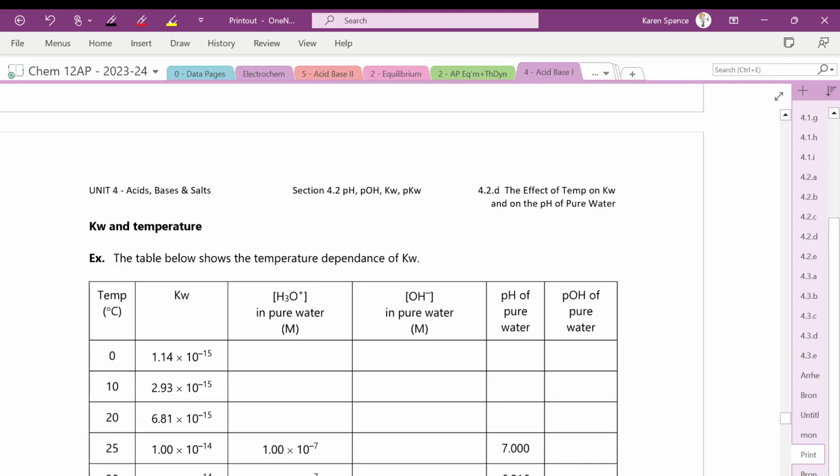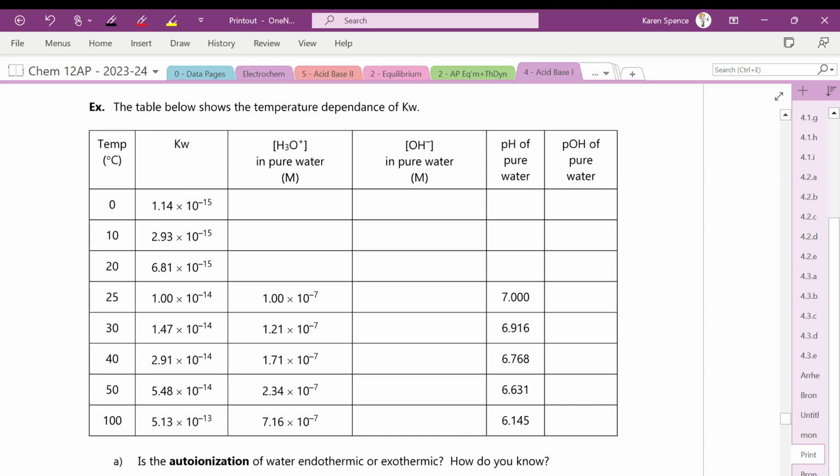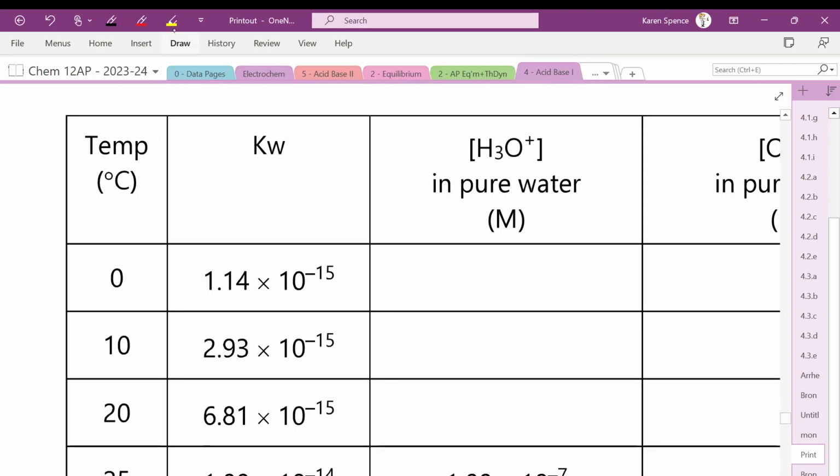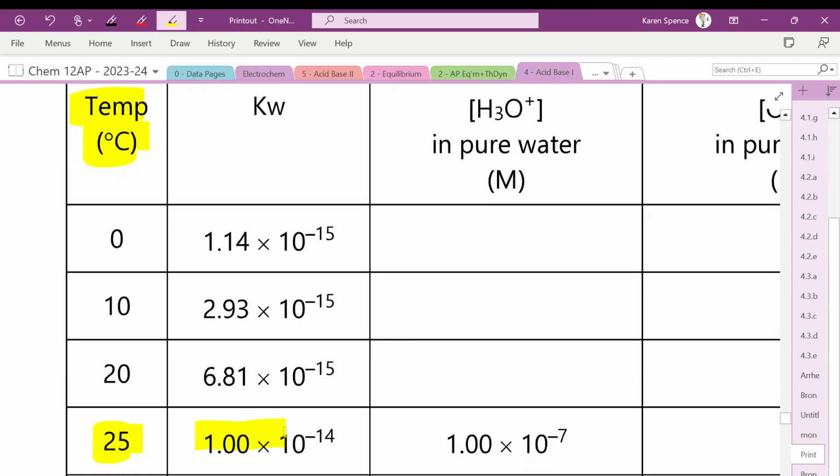Here we have a little table that shows the temperature dependence of Kw. You can notice on the left-hand side of the table, we have our temperature in degrees Celsius, and we start at 0 degrees. Our 25 degrees is here. We recognize Kw is 1 times 10 to the negative 14. And we just did the calculation that hydronium ion concentration is 1 times 10 to the negative 7 for pH at 25 degrees Celsius.